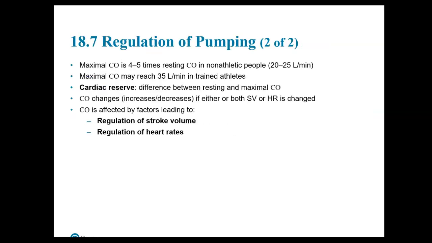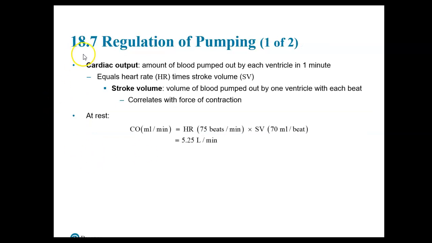And we are going to talk about this right here. We're going to talk about cardiac output. Cardiac output is the amount of blood pumped by each ventricle in 1 minute. It equals the heart rate times the stroke volume. And the heart rate, you know what that is. That's the beats per minute. The stroke volume is the volume of blood pumped by one ventricle with each beat. So it correlates with the more forceful the heart is contracting, the higher the stroke volume is going to be. So cardiac output equals the heart rate times the stroke volume.